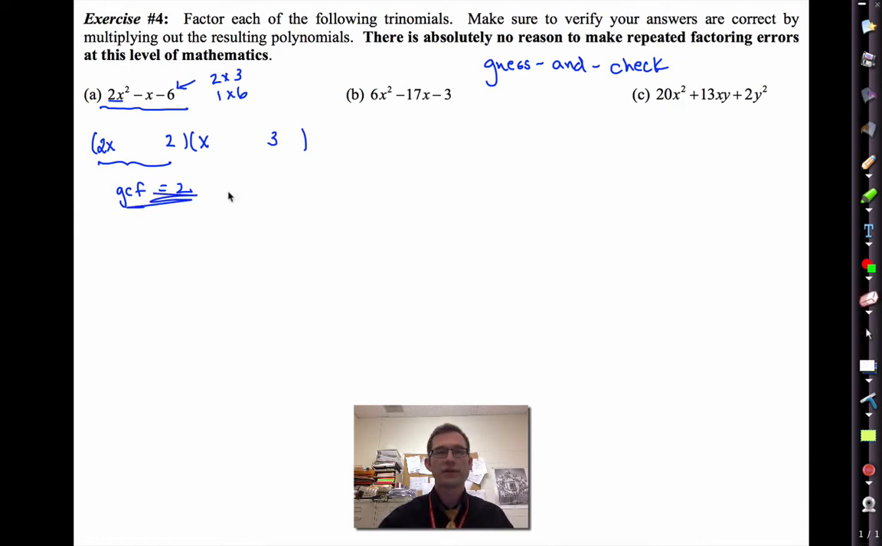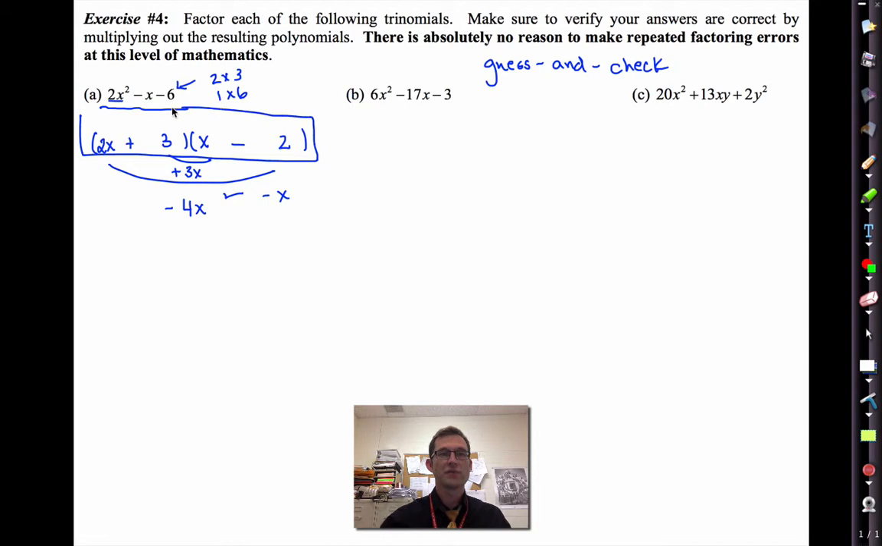Let's try that one more time. Given that the original doesn't have a GCF, we can't put the 2 there. And that's nice though. That forces us to put a 3 here and a 2 here. Let's just take a look at something. That's going to give me 4x. This is going to give me 3x. And I can get those to come out to be negative x as long as the 4 is negative and the 3 is positive. And there it's correct, right? That gives me that negative x. So there's my final factored answer, 2x plus 3 times x minus 2.